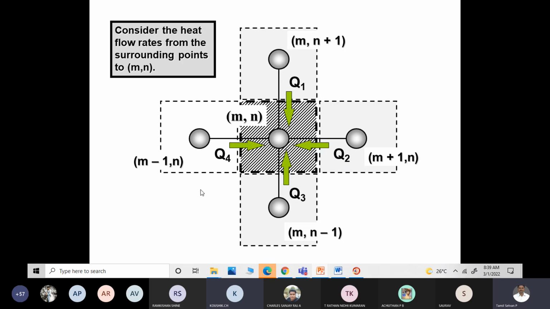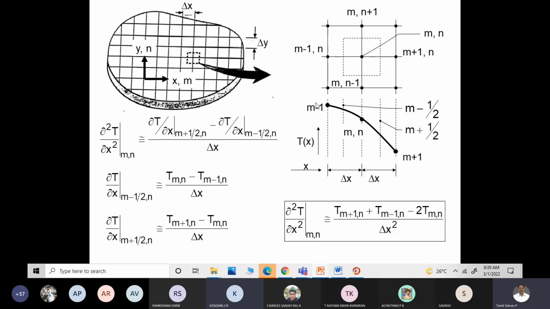The distance we generally take as del x along the x-axis and del y along the y-axis. Is it fine, students? Is it fine?